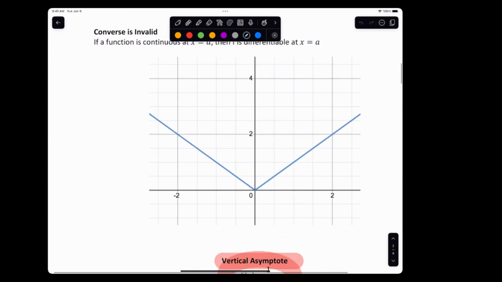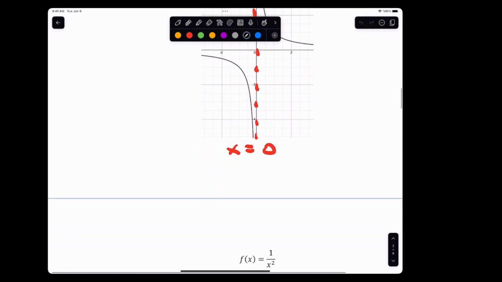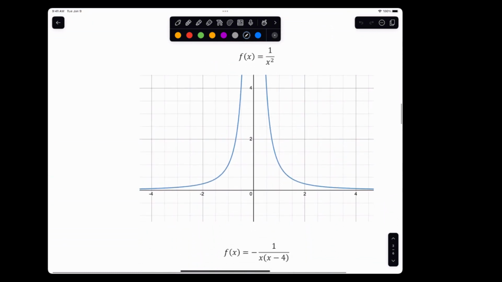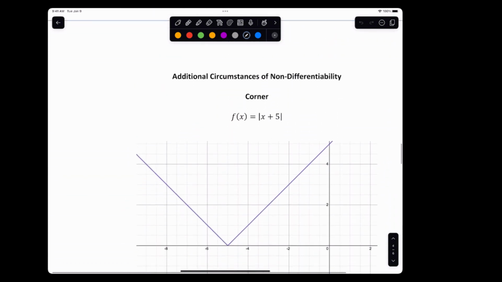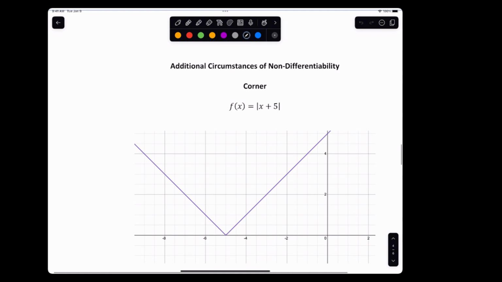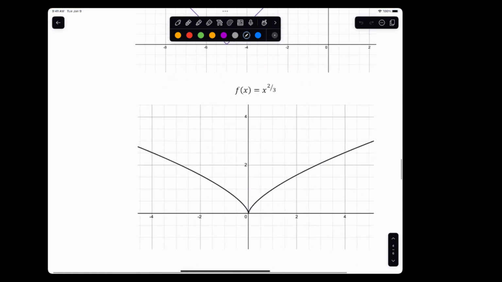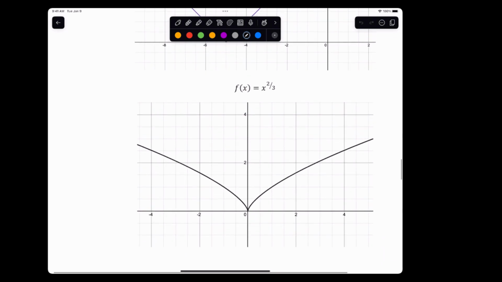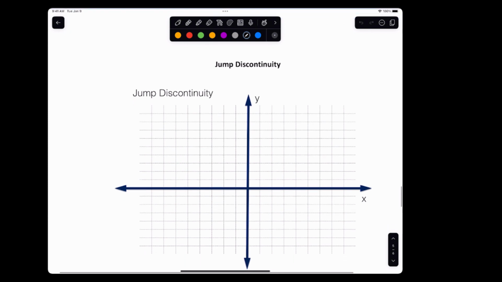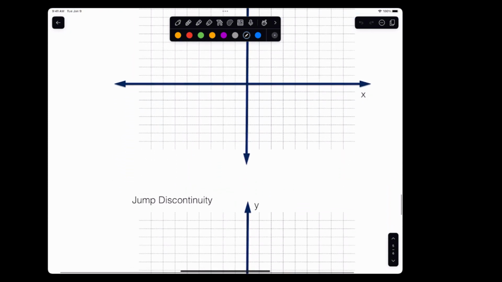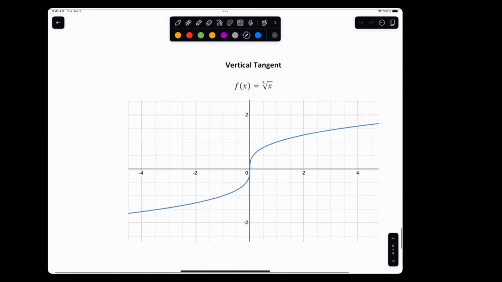I have to talk about some of these issues here, like not being differentiable at 0. We didn't prove that. Not being differentiable at vertical asymptotes, I'm going to show you guys that. Not being differentiable at corners. There's a corner. There's another corner. Follows the definition. There's no jump here. Where's the jump discontinuity? I was going to write it down, that's why I did that. I'll draw a jump discontinuity.